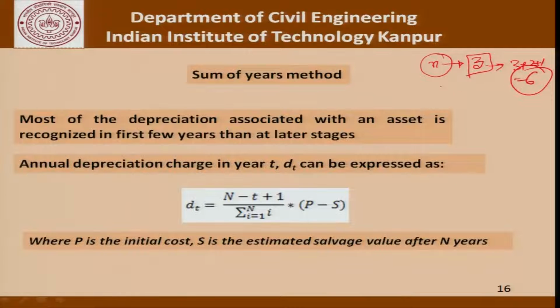So, the depreciation in the first year will be basically 3 divided by 6, which is 50% of the total depreciation. In the second year it will be 2 upon 6, which is 33% of the total depreciation, and in the third year it will be 1 upon 6, which is 16 or 16.5% of the total depreciation. So, the total depreciation is distributed over the 3 years as 50% in the first one, 33% in the next and 16-17% in the third year.